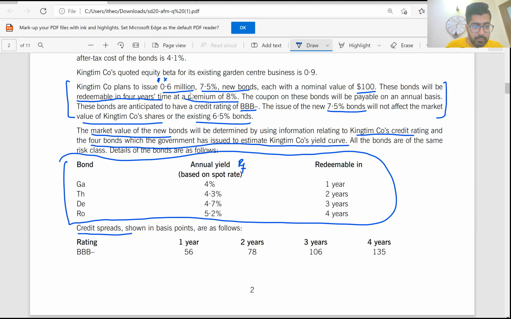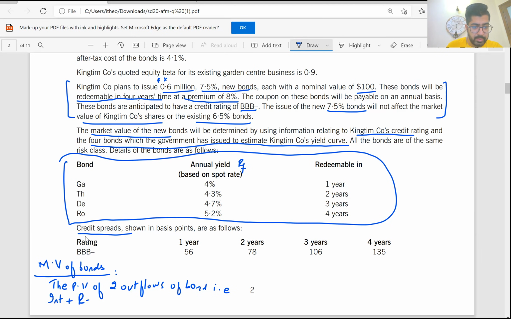Let's first calculate the market value of the new bonds. If you remember your topic discussed in weighted average cost of capital, whenever someone asks you to find the market value of bonds, it's simply the present value of 2 outflows of the bond, that is interest plus redemption, discounted at KD before tax. This is the definition of market value of bonds that's written in the book as well.